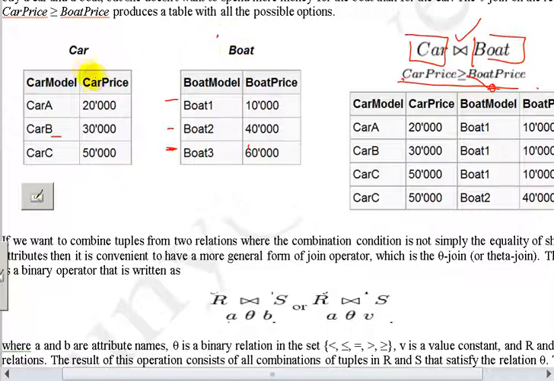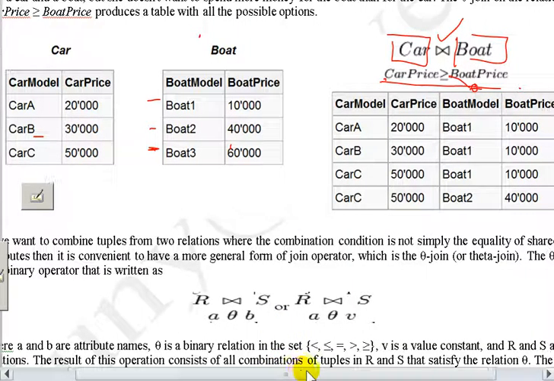So, as you can see here, car A is 20,000 and board 1 is 10,000. So this satisfies our condition: the car price is greater than the board price. So join them up, right? And similarly, we have car A with board 2. Will they combine?